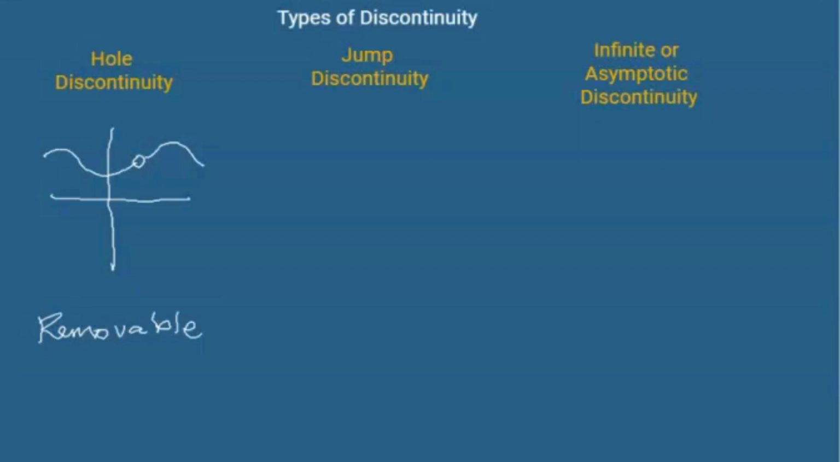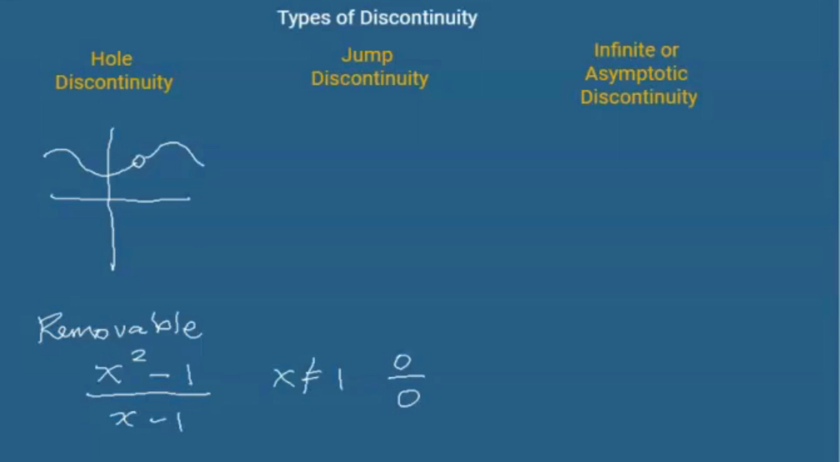An example of this would be a function like x squared minus 1 over x minus 1. In this case, if we plug in x is equal to 1, it will be 0 over 0, which is indeterminate. So it does not exist. It means that it is discontinuous at x is equal to 1. Therefore, x should not be equal to 1.